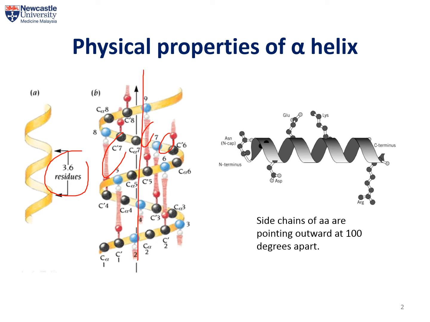And now, where are the amino acid side chains? All these side chains are facing outward with a separation of 100 degrees between them. Why is it so? Because there are 360 degrees and you have 3.6 residues in one turn. So simply divide 360 by 3.6, and you will get 100 degrees.